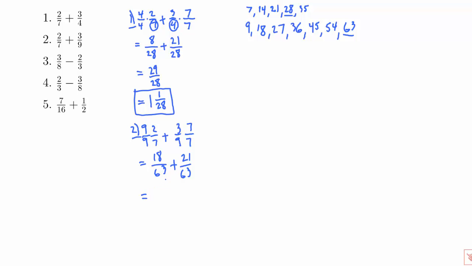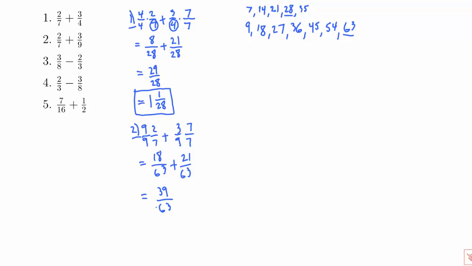Notice that we now have a common denominator. 18 plus 21 is 39, divided by 63. And the question becomes, can this simplify? And the answer is probably yeah. And here's the thing. Every single number here is divisible by 3. The 3, the 9, the 6, the 3. Everything is divisible by 3.